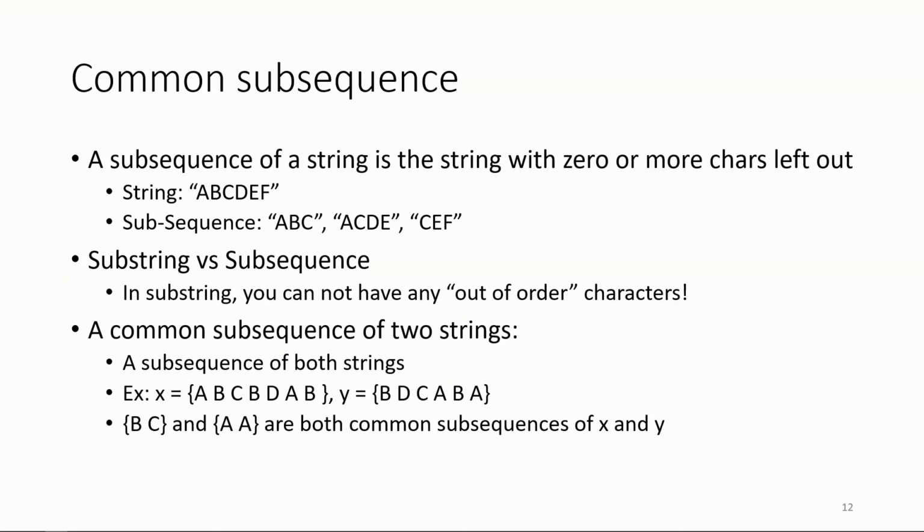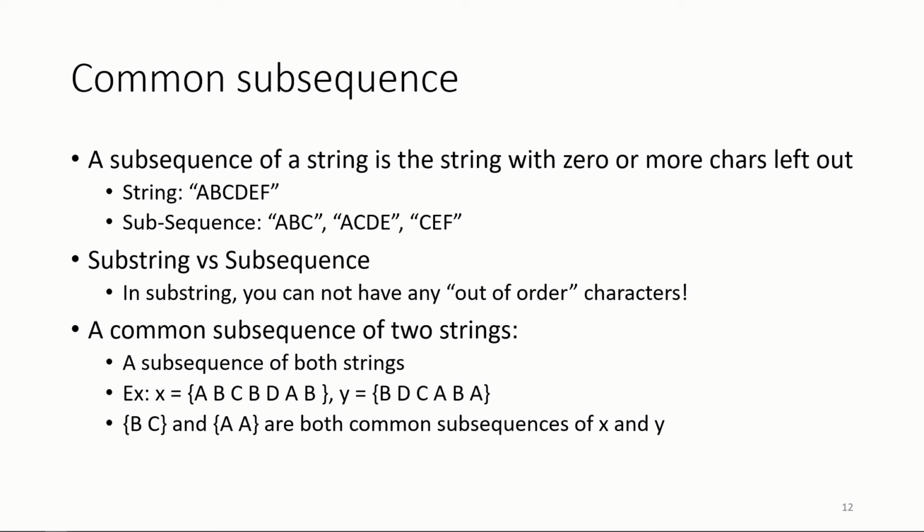Now that you have seen an example of dynamic programming in action, let's take a look at another example. The second example we will be looking into is called the common subsequence problem. First, let's try to understand what a subsequence is. A subsequence of a string is another string with 0 or more characters left out.